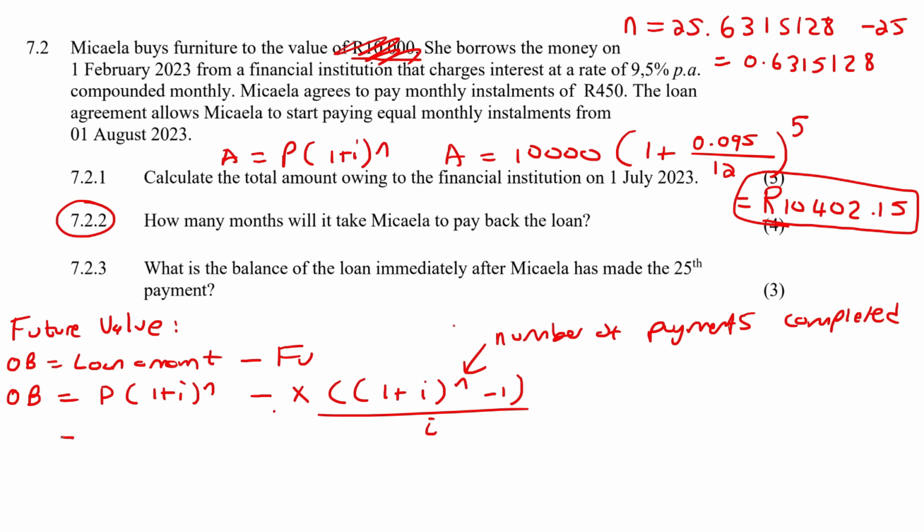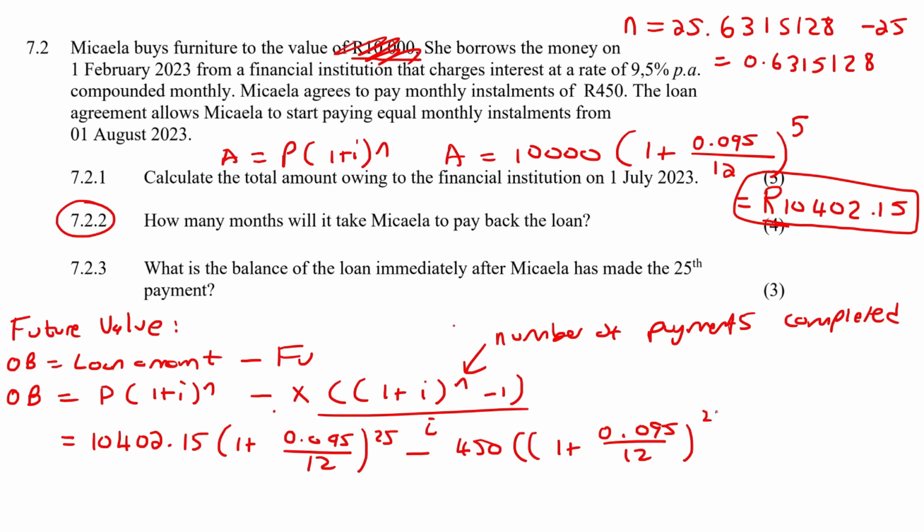So it's going to be the original loan amount when we started paying. We've made 25 payments at this part. Our monthly payment is R450, and that's 25 payments. Okay, and that's it. So now you can just go type that on the calculator. That gives us 282.36. Sometimes it doesn't give the exact same answer as the present value method. Sometimes it's a few cents off.